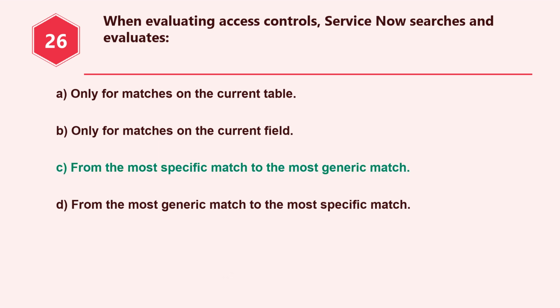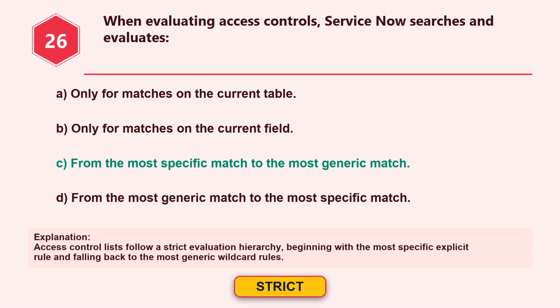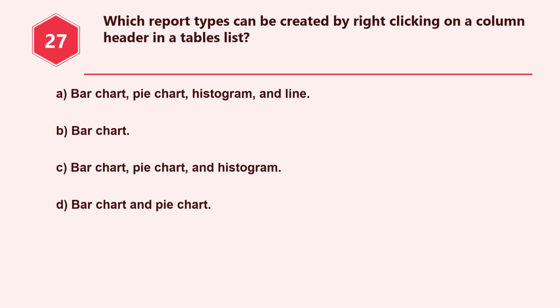The correct answer is option C. From the most specific match to the most generic match. Access control lists follow a strict evaluation hierarchy, beginning with the most specific explicit rule and falling back to the most generic wildcard rules. Question 27.